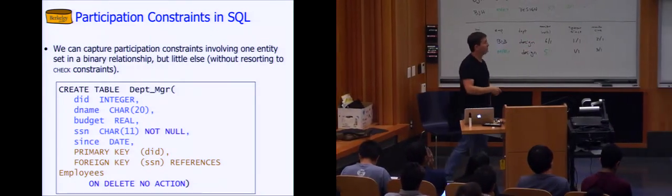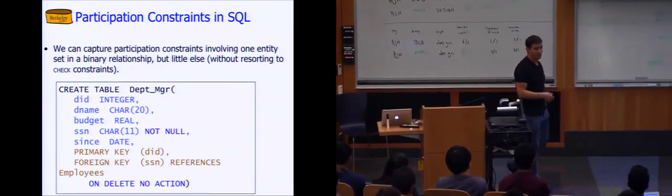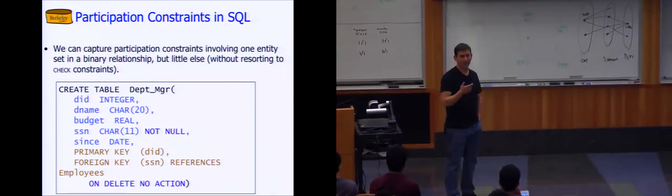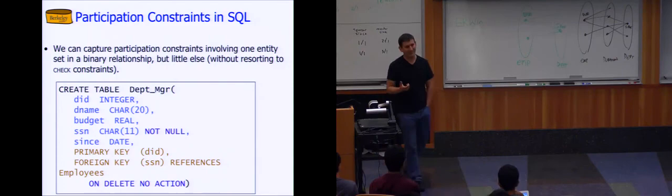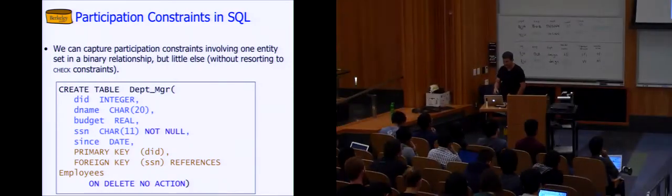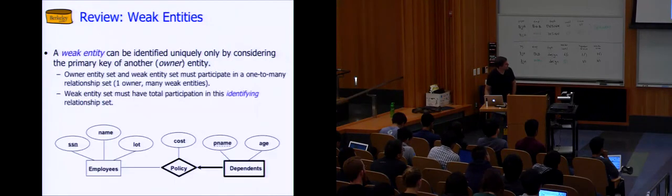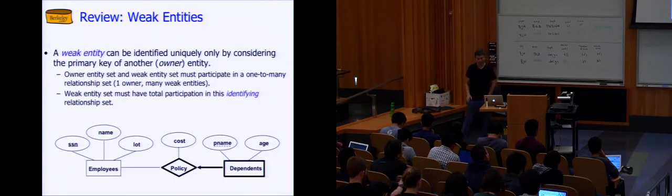We could have written it differently. We could have said on delete cascade, which would have meant if your manager is fired, then all the employees are fired as well. And that would also enforce the integrity constraint, all right, but in a somewhat crueler way. So that's the key to this thing. All right, what about weak entities? How are we going to do this?